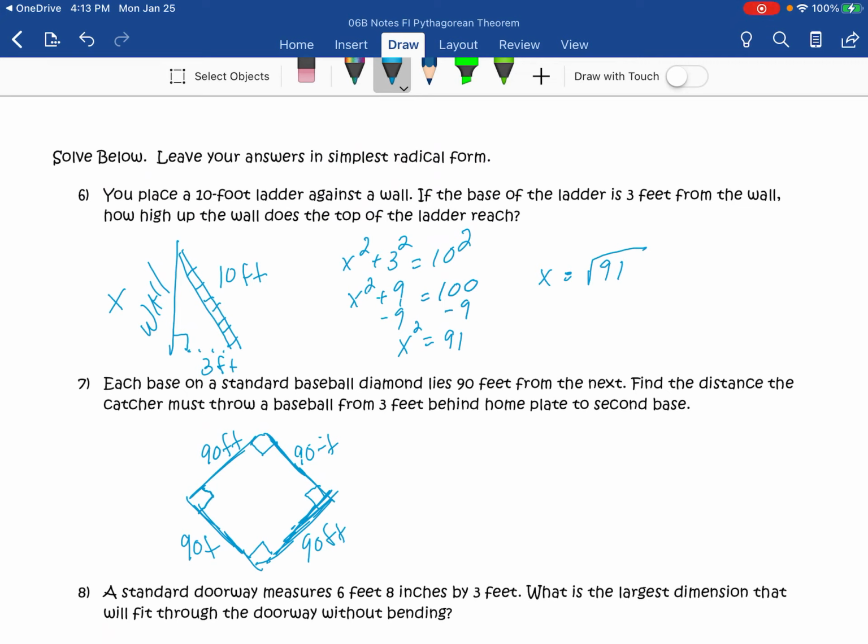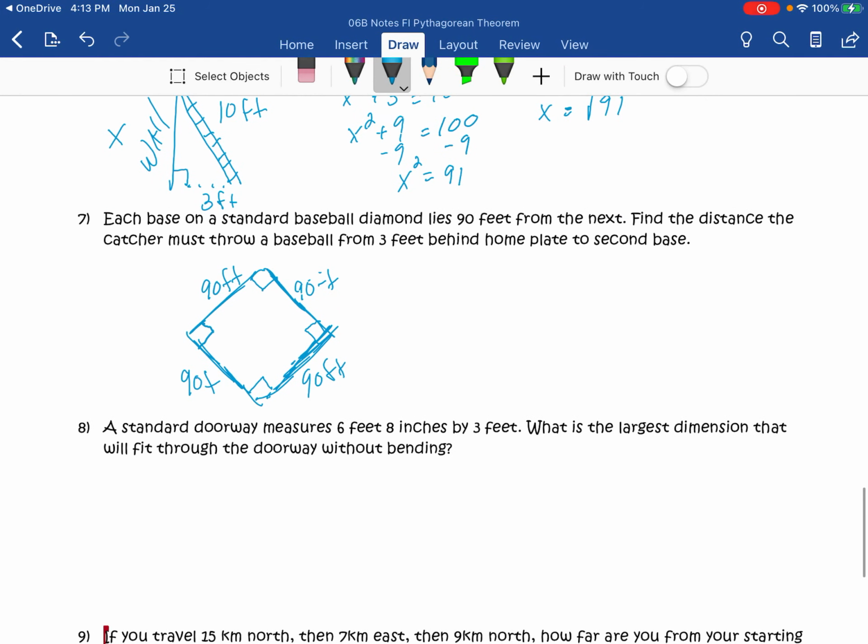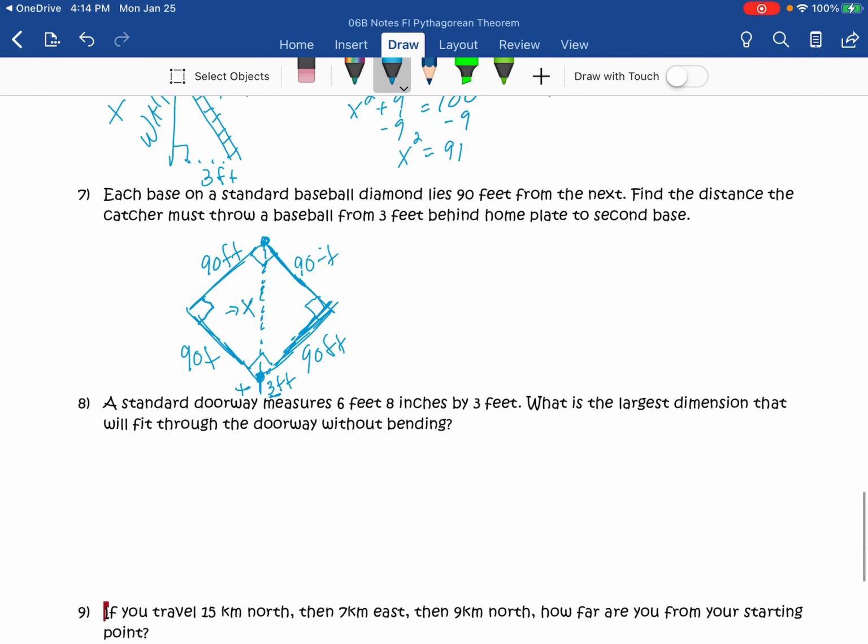Find the distance a catcher must throw a baseball from 3 feet behind home plate to second base. Okay, so we have him. He's 3 feet behind home plate, and he is throwing it to second base. So what I need to do is find this distance here, and then add 3 feet to it, because the 3 feet is not part of the diagonal, so it's from 3 feet behind home plate to second base. So how are we going to do that?